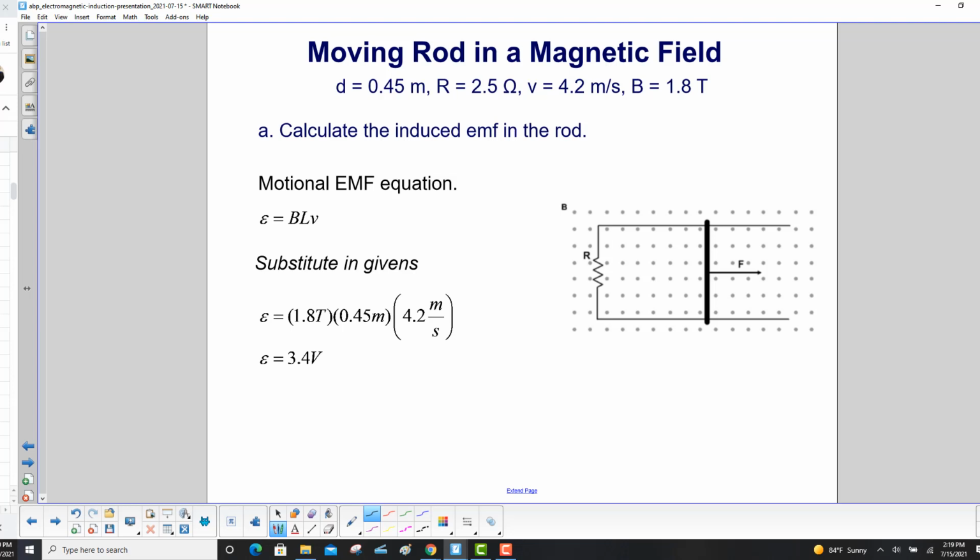We have our givens at the top. And to calculate the induced EMF, we use our motional EMF equation, BLV, substitute in the givens, magnetic field, length of the rod, and velocity, and we get 3.4 volts.